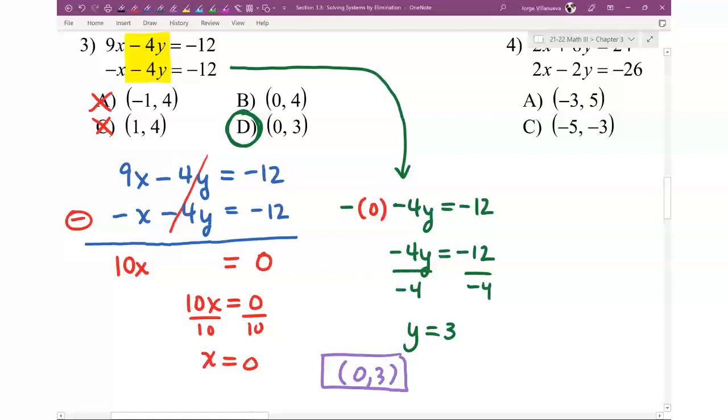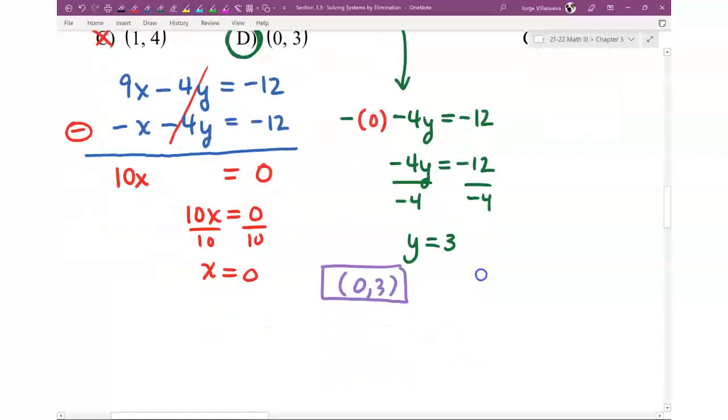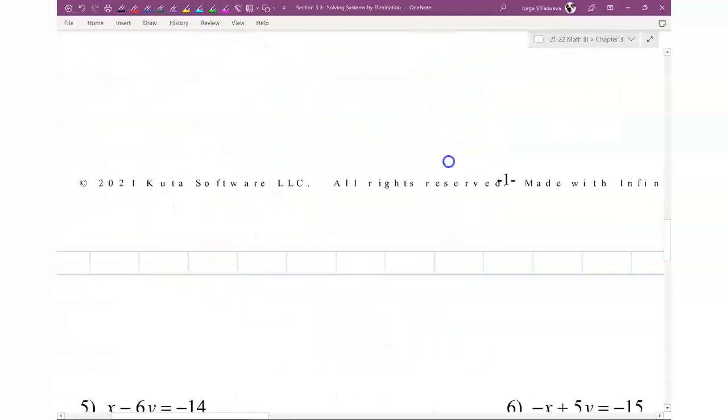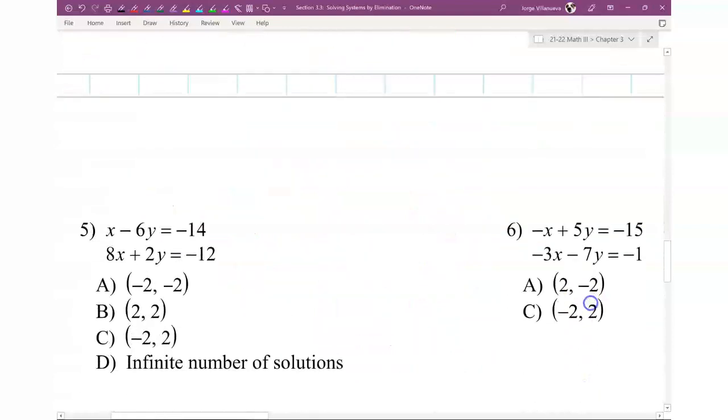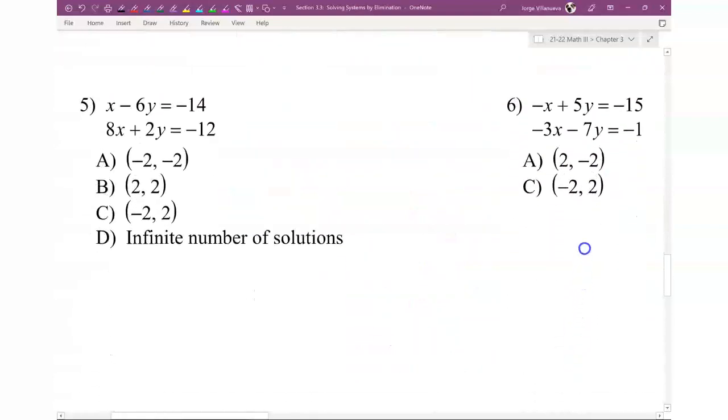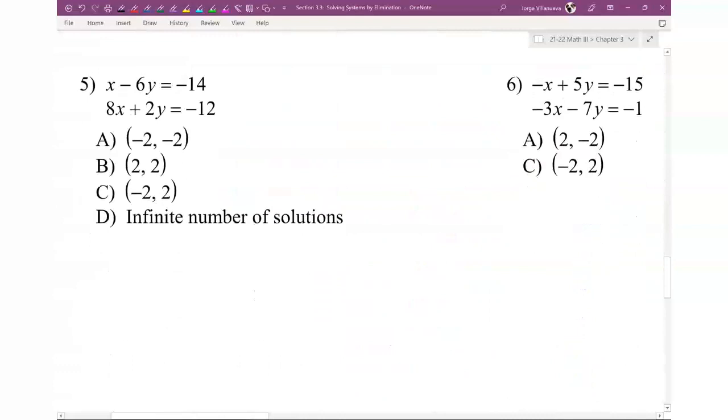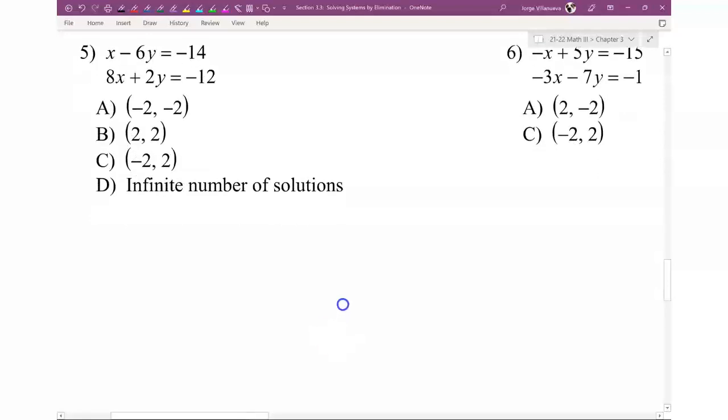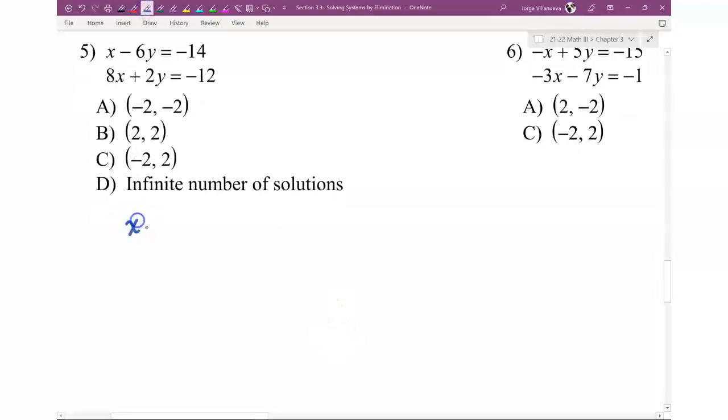Question number 3. So this is elimination. Okay, we're getting rid of things using elimination. All right. So let's take a look at 5 and 6. So we'll try number 5. I'll write it out for us really quick. X minus 6y equals negative 14. 8x plus 2y equals negative 12.